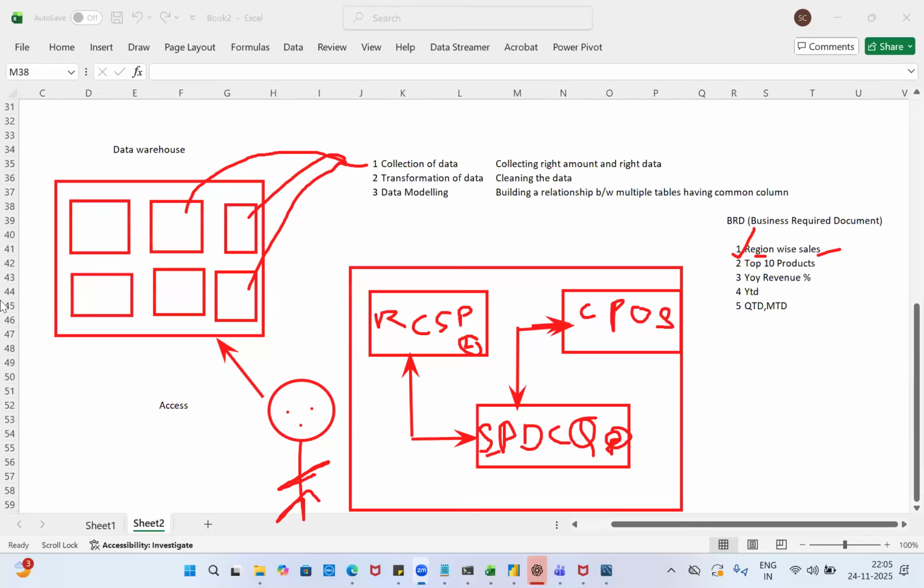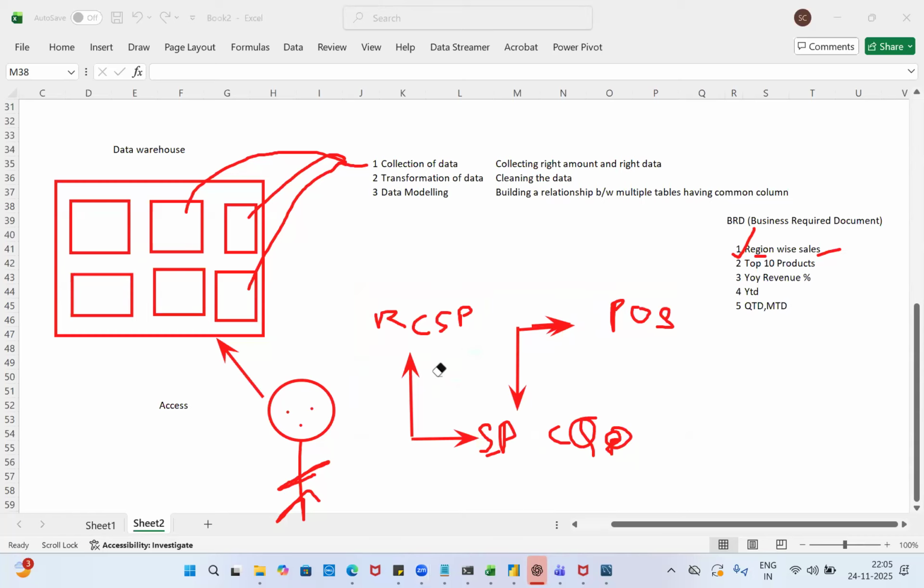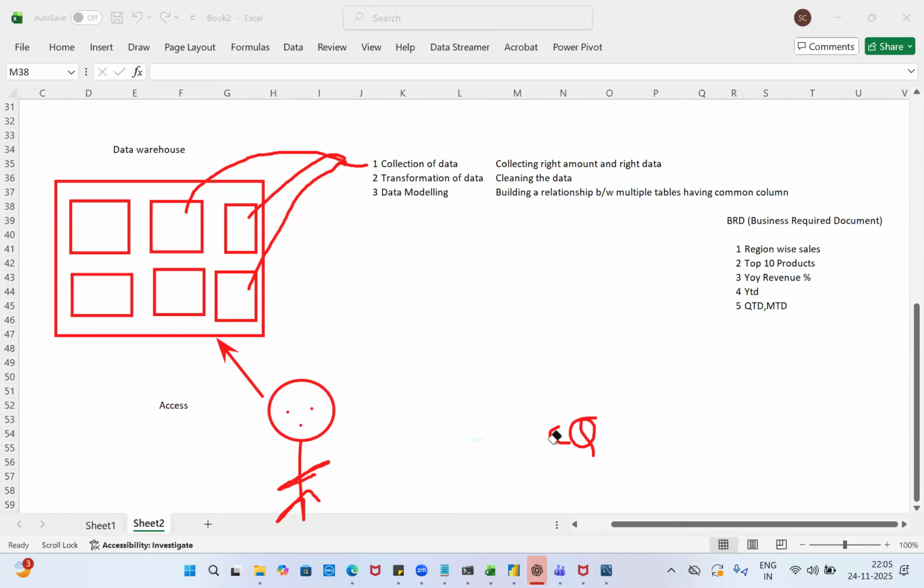So this is what we are going to do in our third step. Then comes the fourth point, which is analyzing. Analyzing is nothing but giving solutions to the business problems. So for example, let's understand the first one, the region.